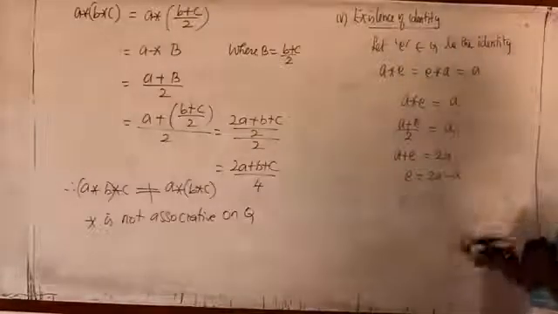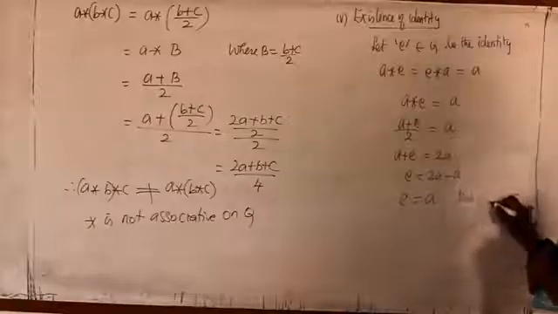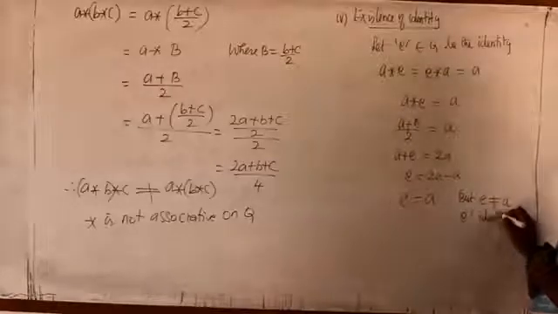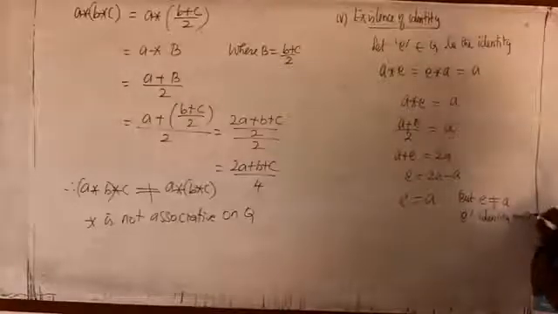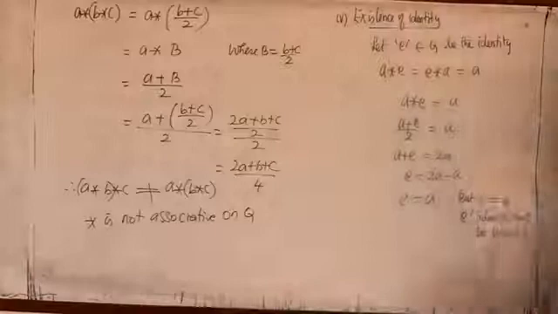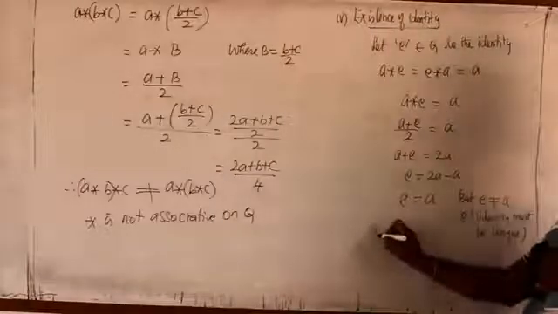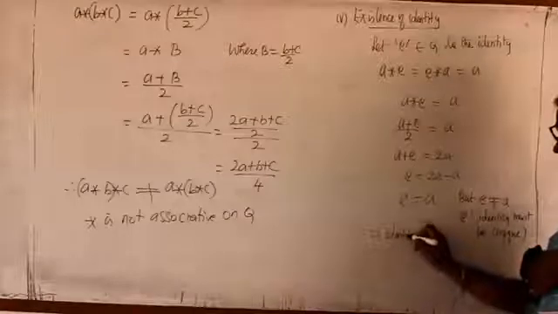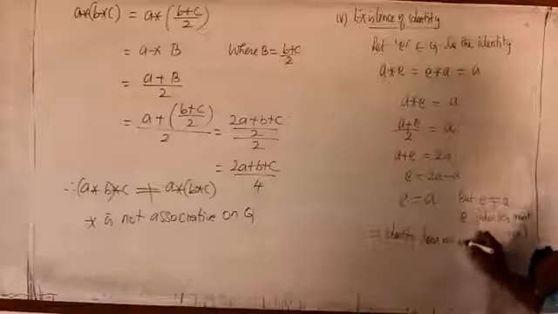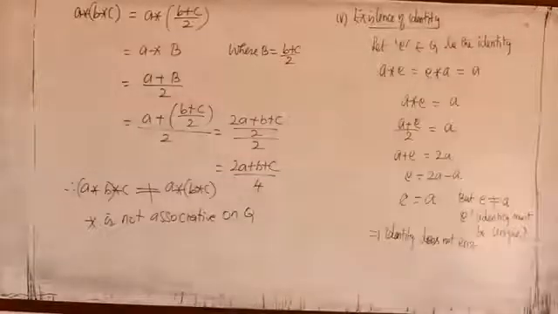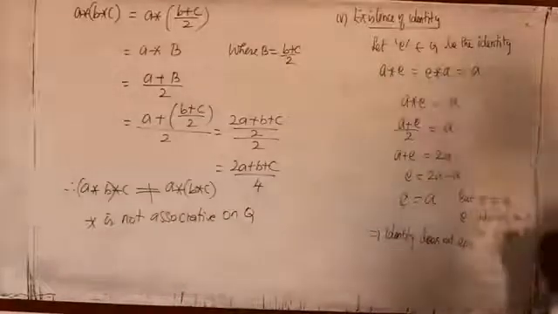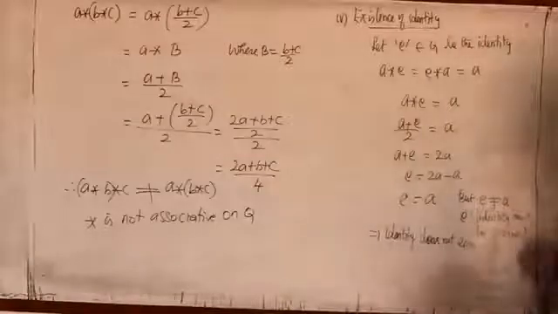So E must be a different element, but E must be different from A because the identity must be unique. That means it should not be some other element, it must be a different element. So A cannot be identity. That means this implies identity does not exist. Remember, A should not be the identity, E must be some other element. So A star A cannot be A. Therefore, E cannot be A. Therefore, identity element does not exist.